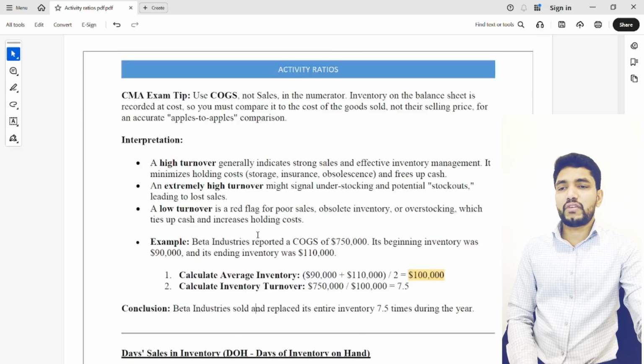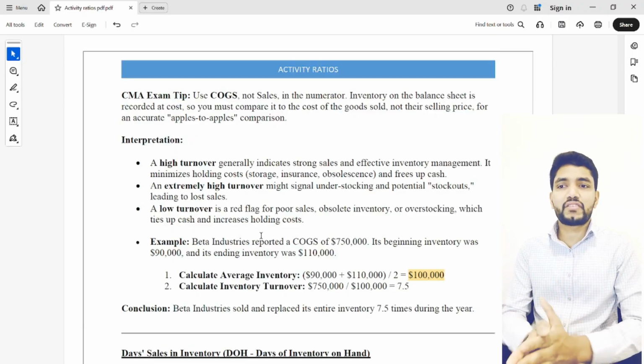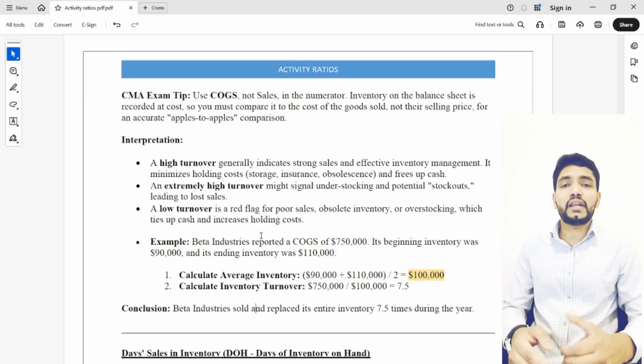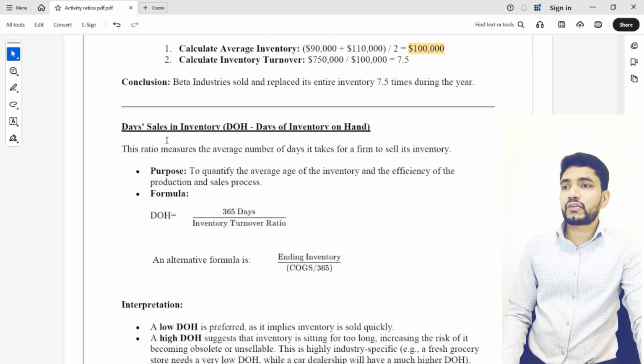So this is how we are interpreting the inventory turnover ratio. It is pretty simple: how many times the inventory is sold and replaced per year? That's the inventory turnover ratio. Now we are moving to days sales in inventory, or days inventory on hand.